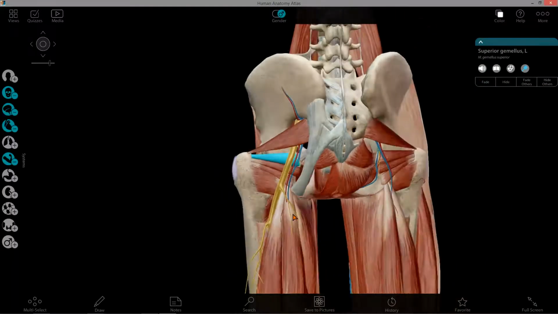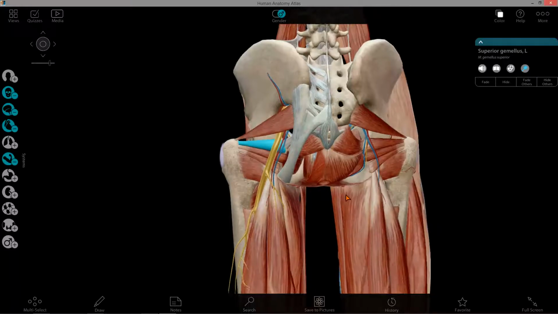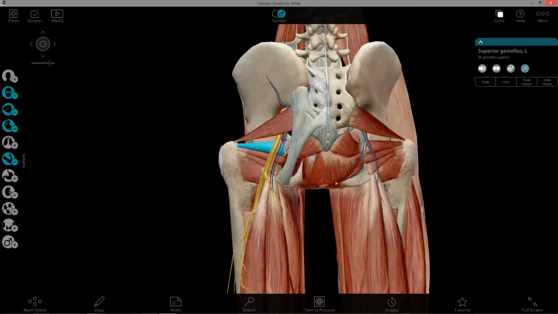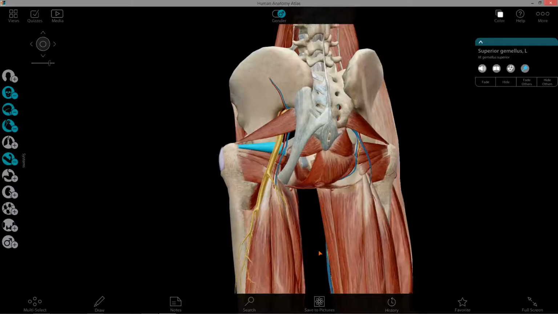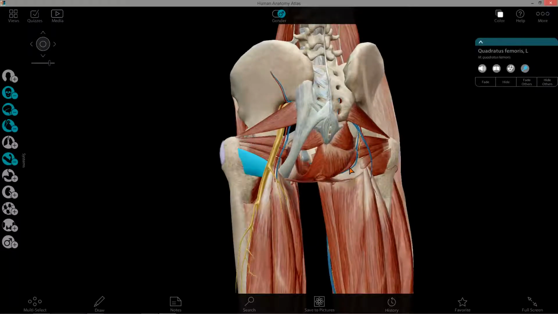We're coming back. Once again, we're at a posterior view of the model. That's basically all I have to say about the superior and inferior gemelli muscles. They're relatively weak, but they help in lateral hip rotation. Now, the final one I want to talk about is the quadratus femoris muscle. Quadratus is Latin for square, and that's because this muscle is largely square-shaped. And similar to the gemelli muscles, it's an external or lateral rotator of the femur at the hip joint.